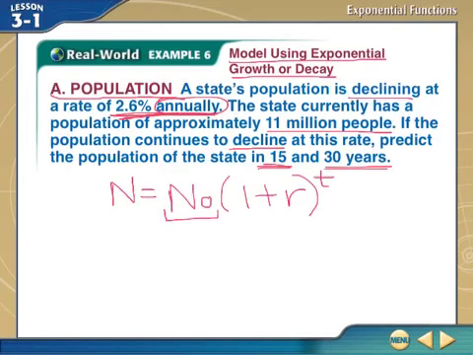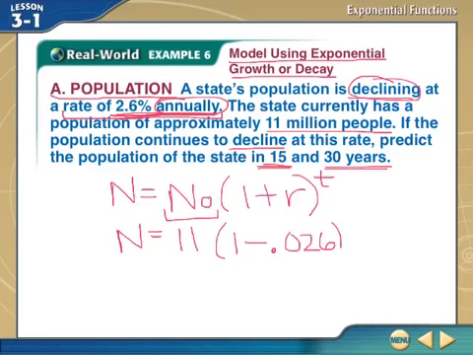Well, they gave us the initial population, which was 11 million. I'm not going to write out 11 with 6 zeros after it. I'm just going to use 11 as my initial amount. And then I would have 1 minus 0.026, 2.6% as a decimal. If I move the decimal place over 2 places to the left, I get 0.026. The reason why I'm subtracting 2.6 is because our r value has to be negative because the population is declining. And for time, I'm going to plug in 15 years.